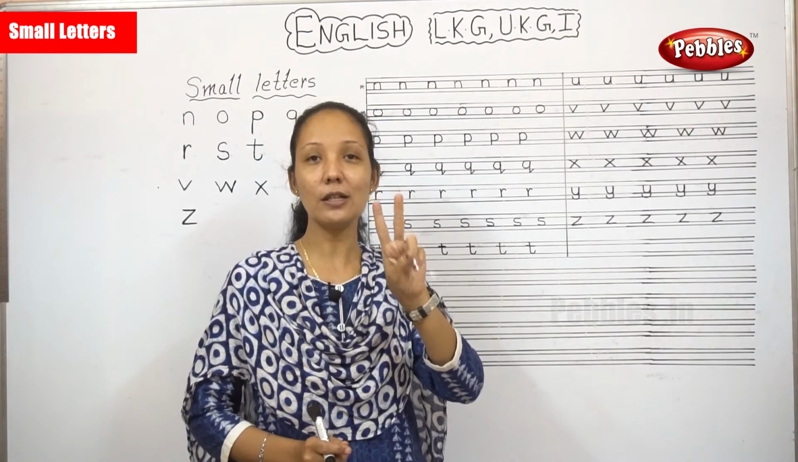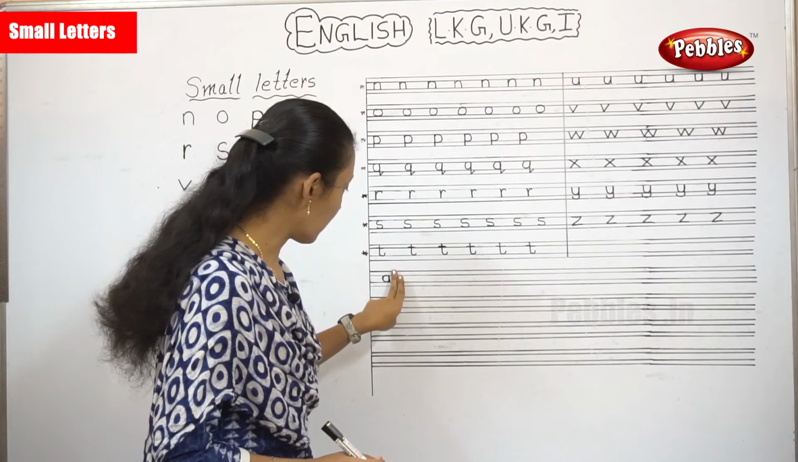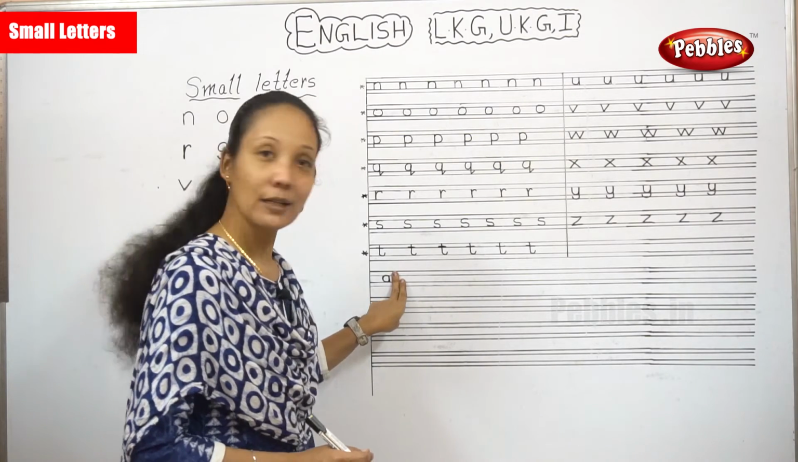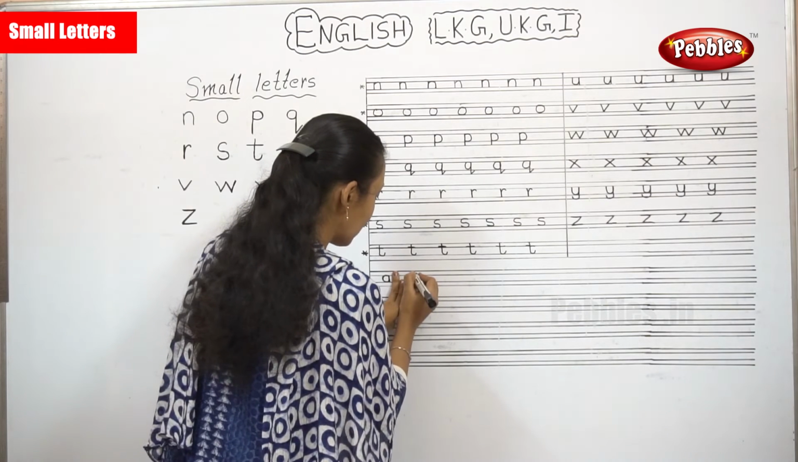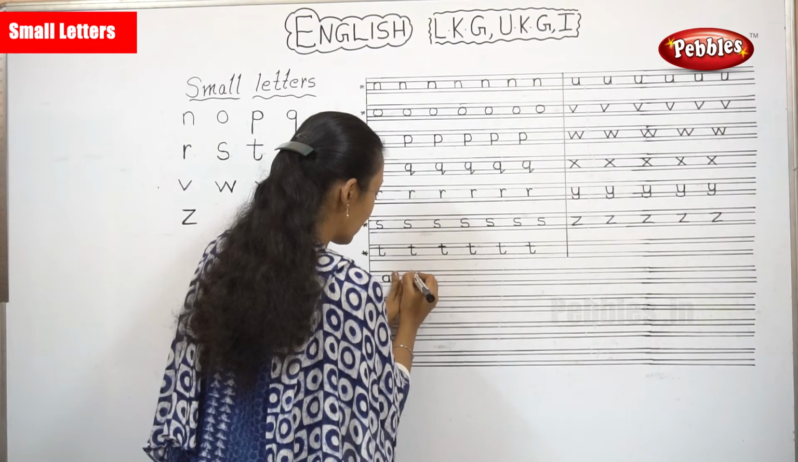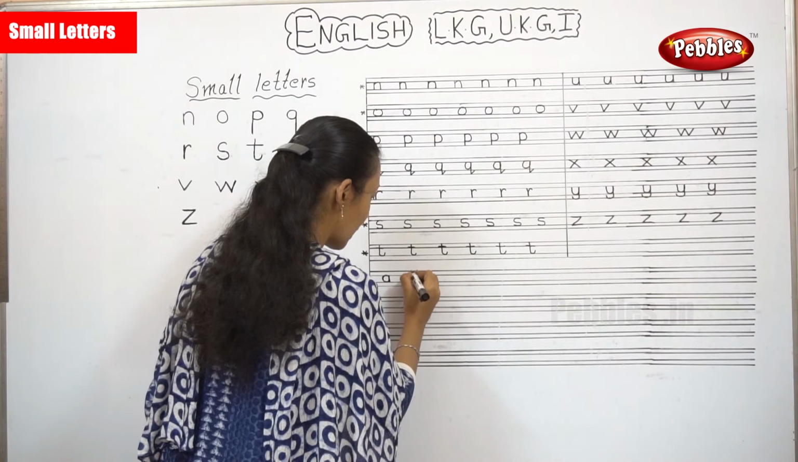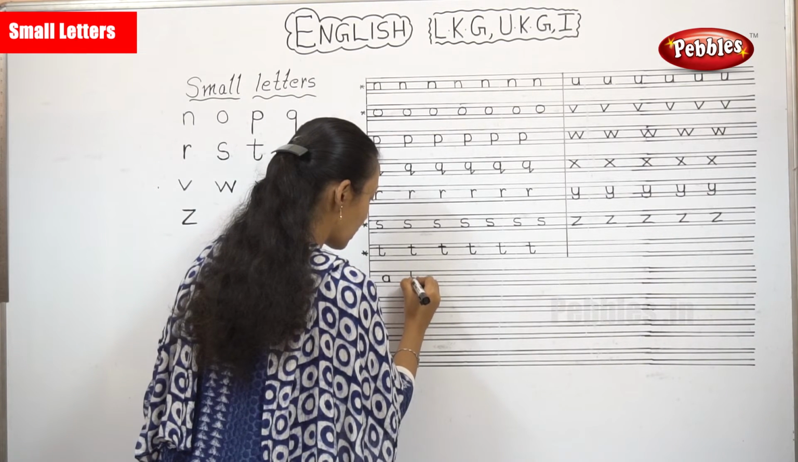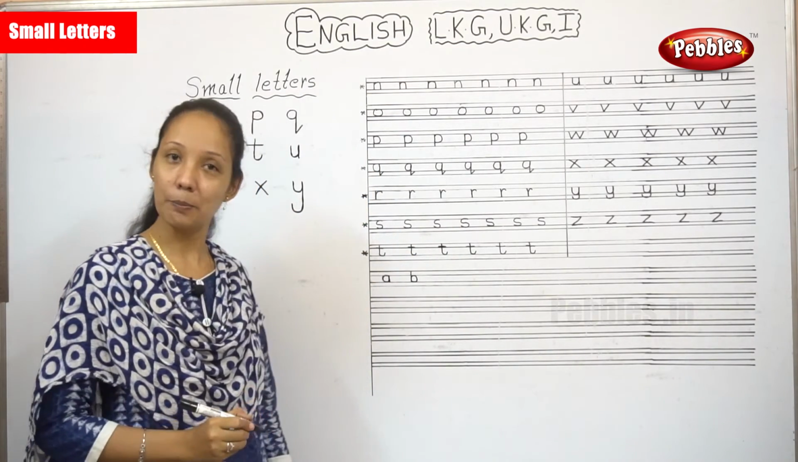Yes, your 2 fingers. So after alphabet A, we will place your 2 fingers. Okay, shall we place our 2 fingers? And your next alphabet, you will write it here. Okay, so it is small letter B. Same way you come down and your curve is small letter B.